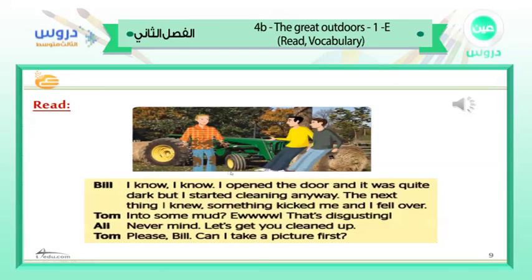Now, I know. I opened the door and it was quite dark, but I started cleaning anyway. The next thing I knew, something kicked me and I fell over into some mud. Ew, that's disgusting. So he's not feeling good about it. It's a horrible feeling. Never mind, let's get you cleaned up. Please, Bill, can I take a picture first? So he's mocking him. He wants to take a picture of his friend while he's filthy, full of mud.